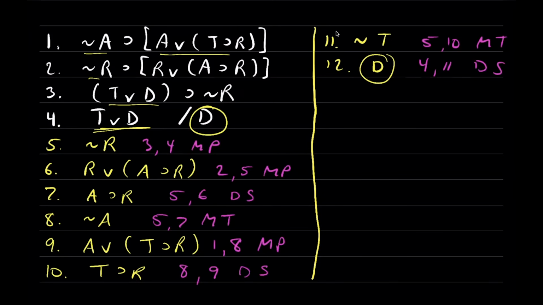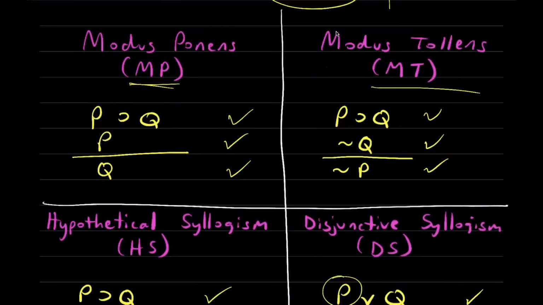Again, let me just sum everything up here. In an argument, you're given some number of premises and a conclusion. Every line of a proof needs to follow by one of these valid inference rules. I'll scroll back up here and run through the rules one more time.